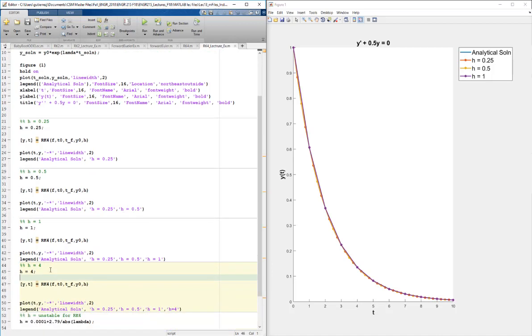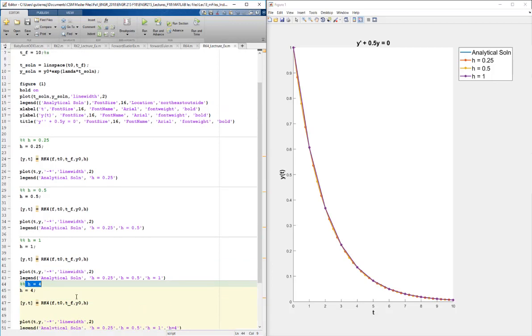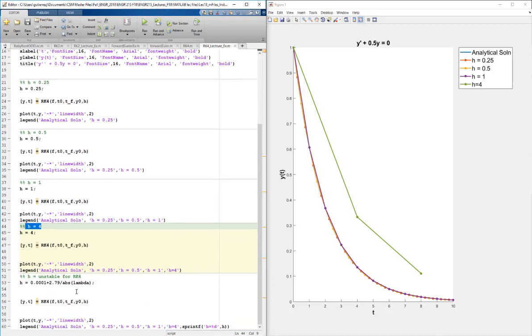Now remember that when I said h is equal to 4, that was right on the limit of stability for our forward Euler method, and actually for RK2. So if I run this, you'll see that while the error is large, because we have quite a large time step, I'm actually not unstable. So I'm still a stable method. And remember, the stability limit here is actually increased to 2.79 divided by the absolute value of lambda.